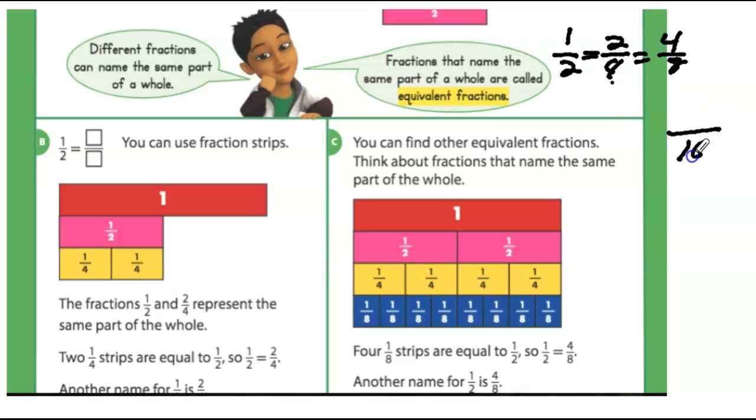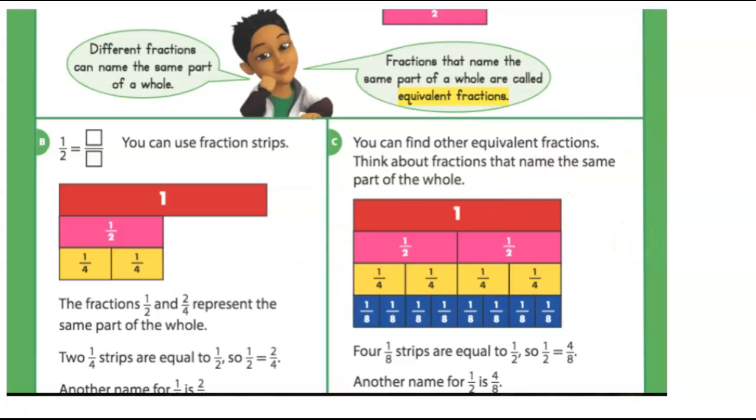ask a student to tell me how many 16ths would be equivalent to 1/2, 2/4, 4/8. And they would be able to say, okay, if it's a times 2 relationship here, then I would say it's 8. So we start to see that relationship happening with the fractions. We start to see the equivalence.